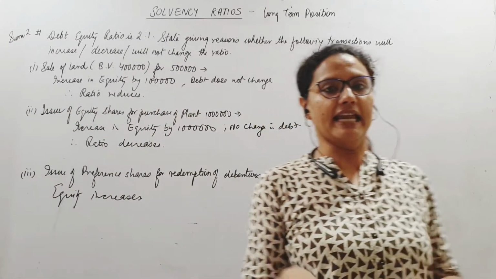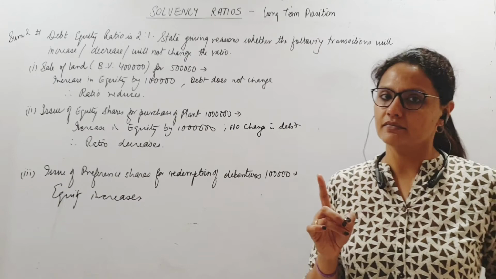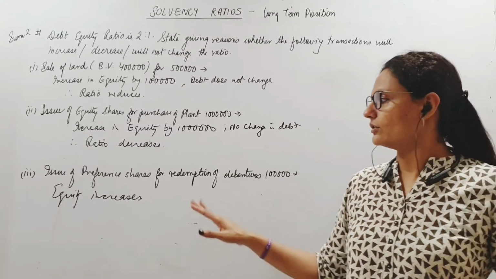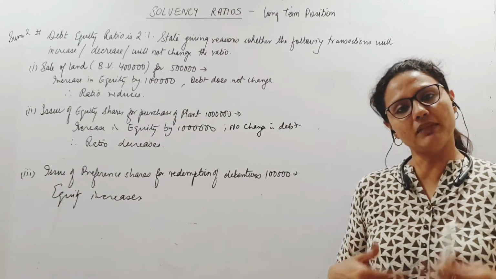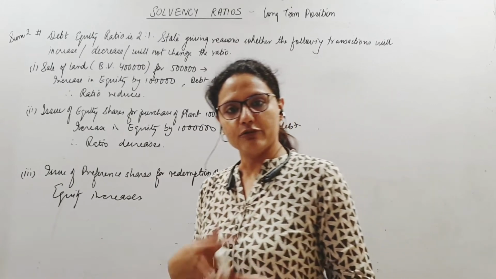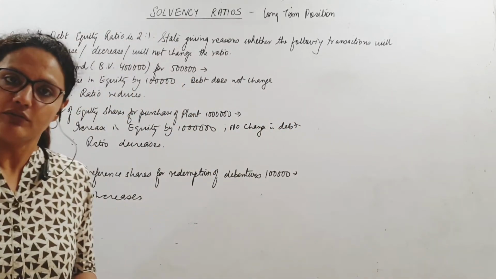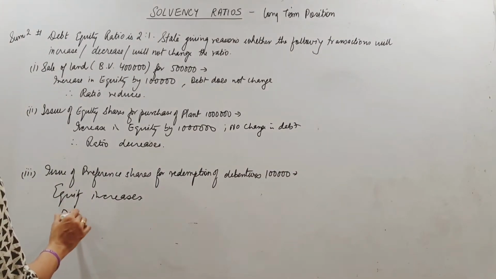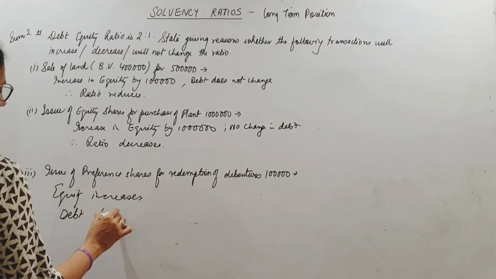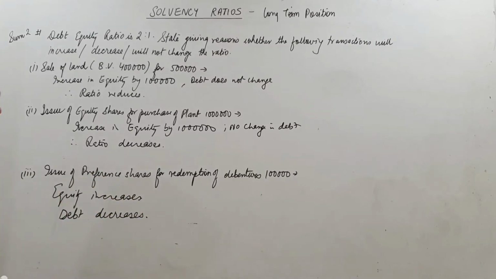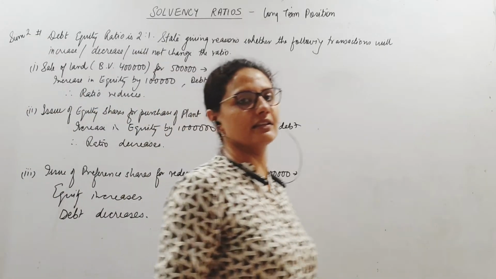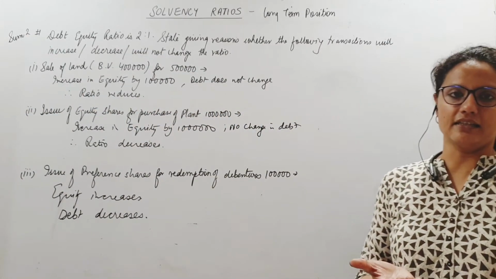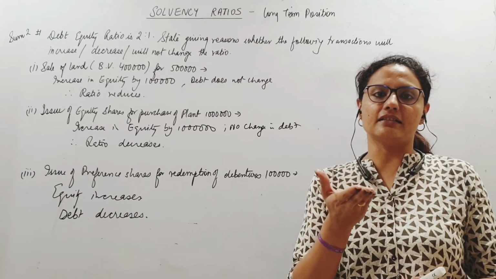debentures are debt, long-term borrowing. Debentures are long-term borrowing. So long-term borrowing, redemption meaning what? You have paid off. If you paid off a liability, liability goes down. Reduction in liability, yes. And debt decreases. Correct? Equity has increased, meaning denominator has increased and numerator has decreased.